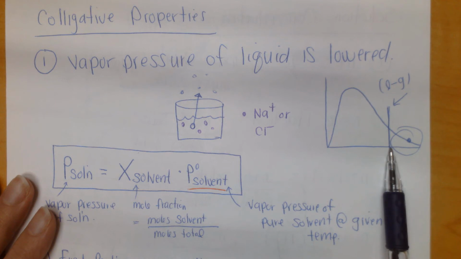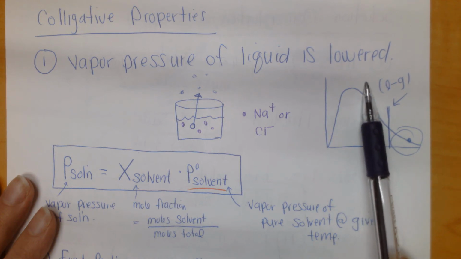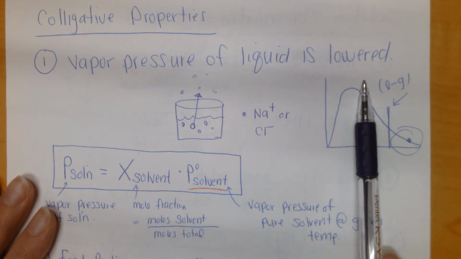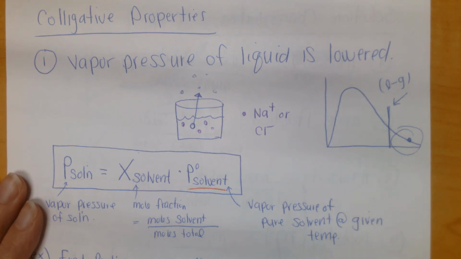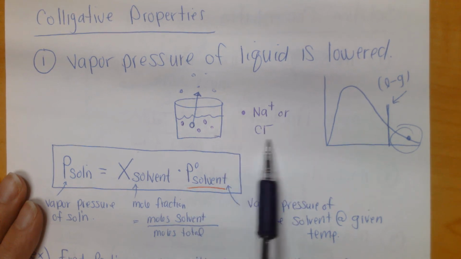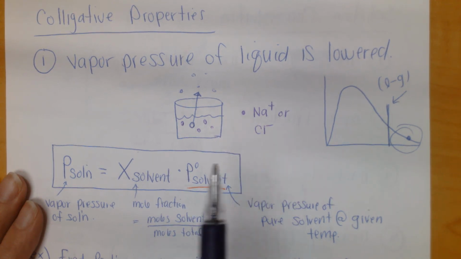So instead of being here, if we increase the temperature, maybe that line is now, say, right here. And then a larger fraction of those gas particles can escape up into the atmosphere. And so vapor pressure does change with temperature. But what happens, say, if we put something like salt in there?